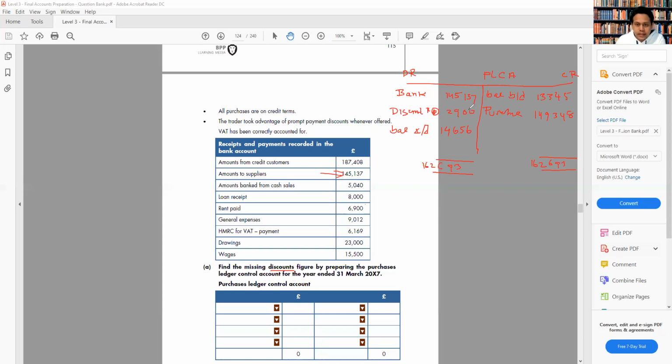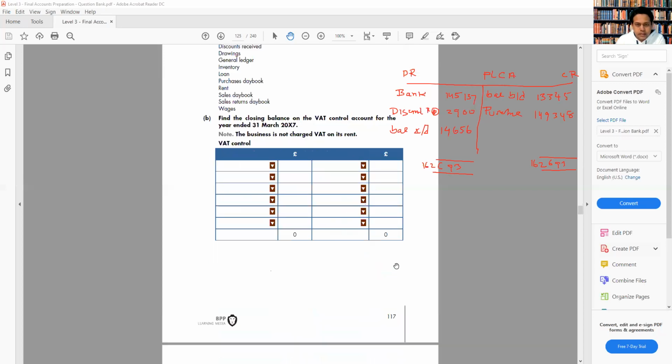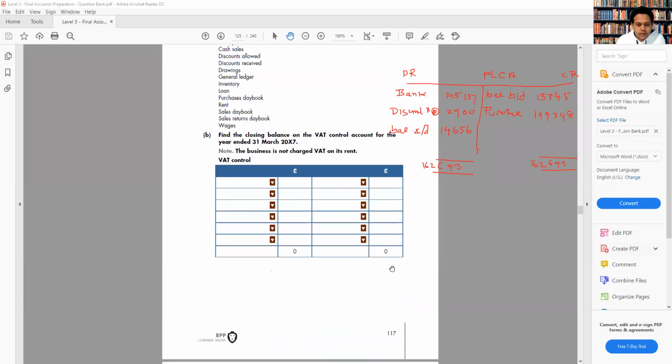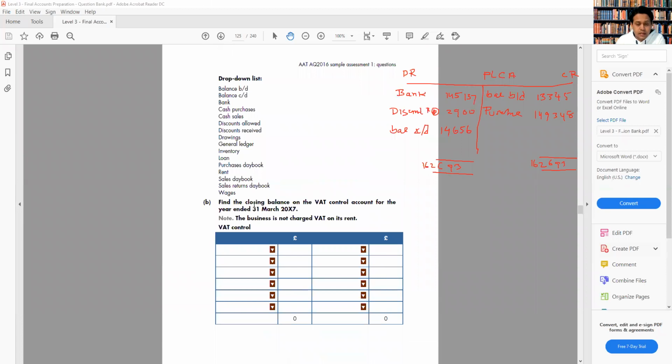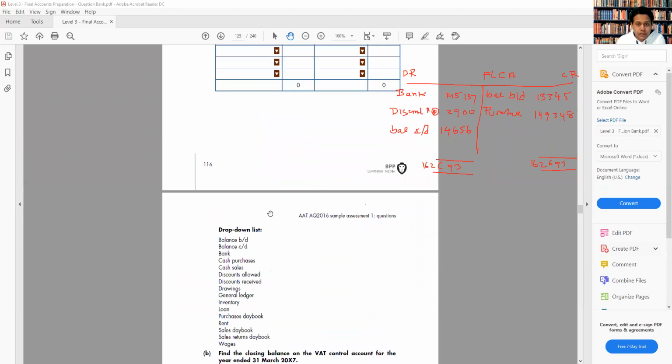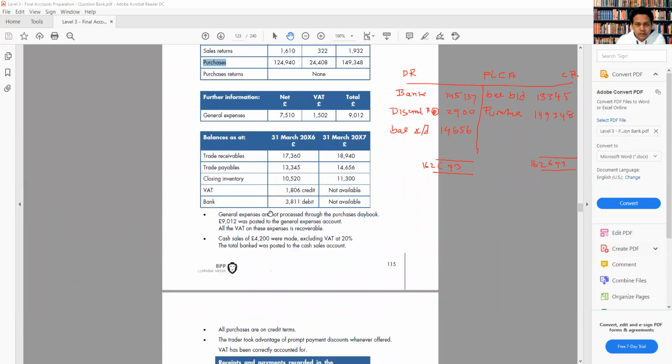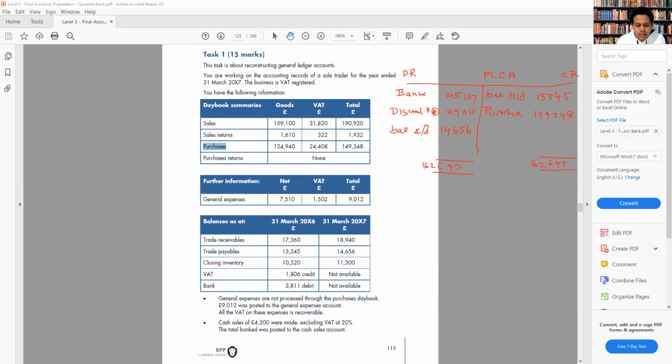All right, so the next point we will move to will be our VAT control account. And from here, we're going to find the closing balance of the VAT. That means we're looking for the balance CD. Okay, so let's start with our VAT control account.